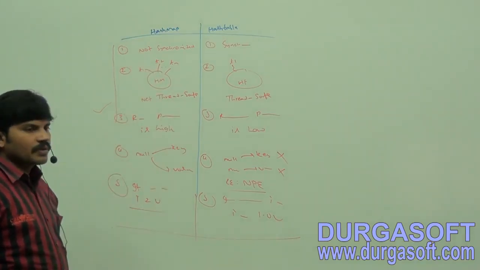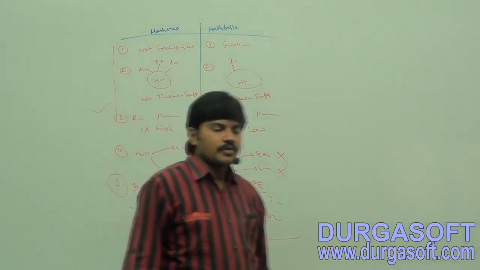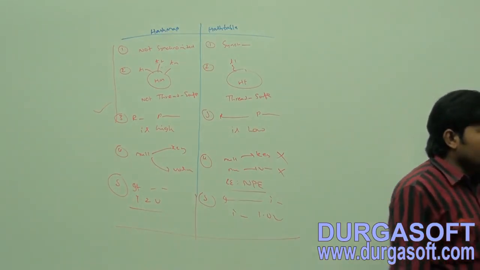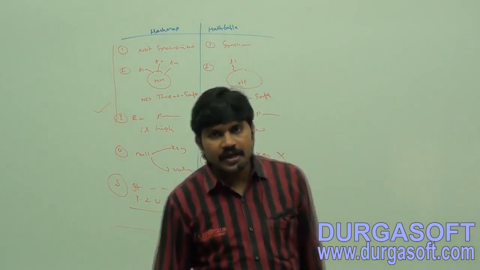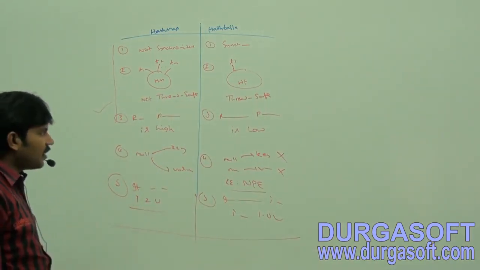Next, the other side. At a time, only one thread is allowed to operate on hash table.